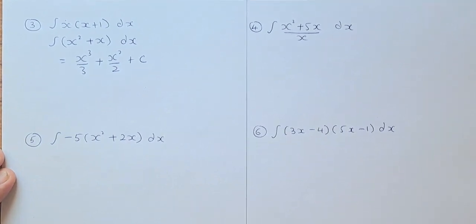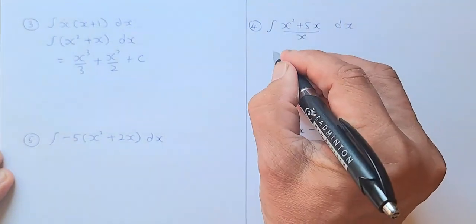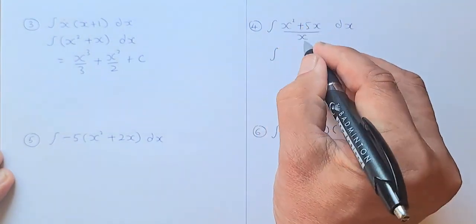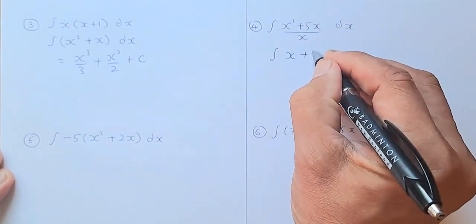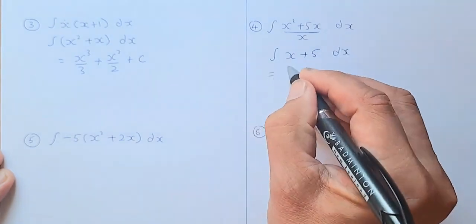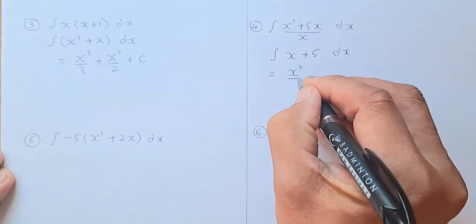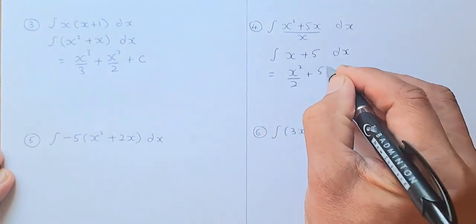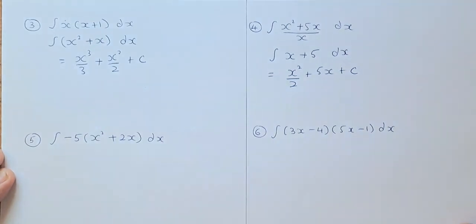Next expression. So again, before you integrate, you need to simplify that. It's going to be x squared divided by x going to be x. 5x over x going to be 5 dx. And then you're going to integrate now. Okay, x becomes x squared over 2. 5 becomes 5x, and then you plus c, and that will give you the answer.